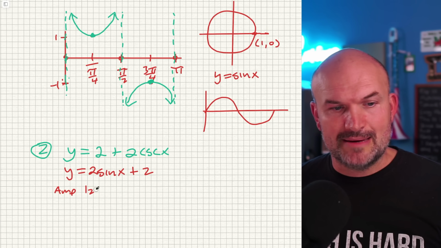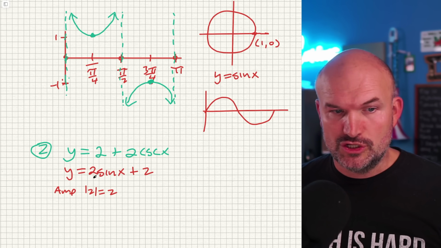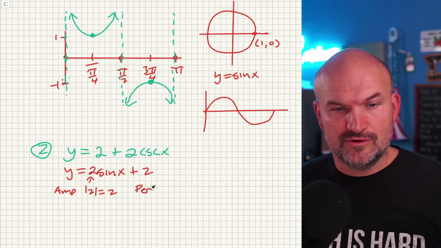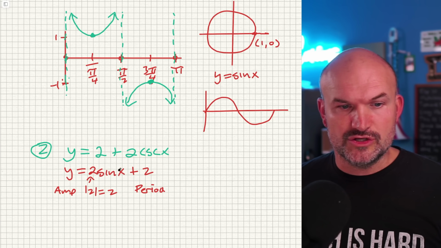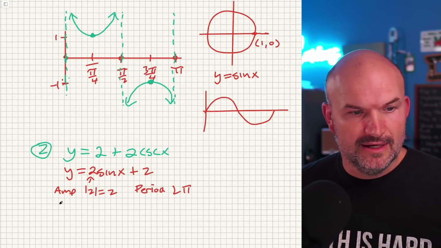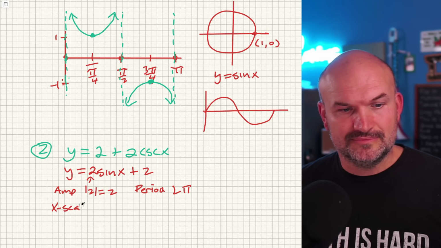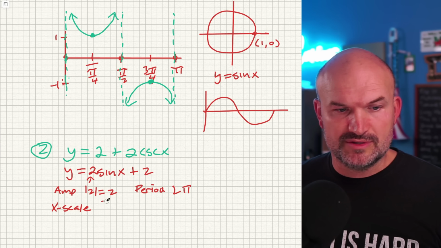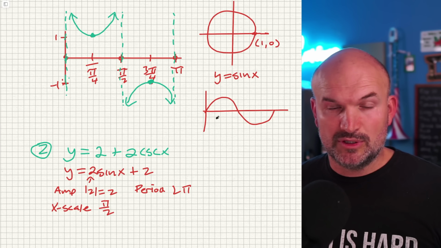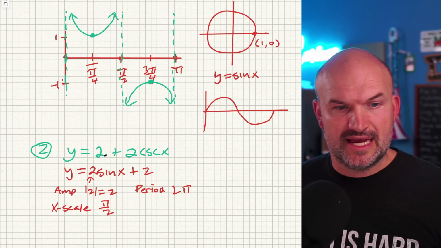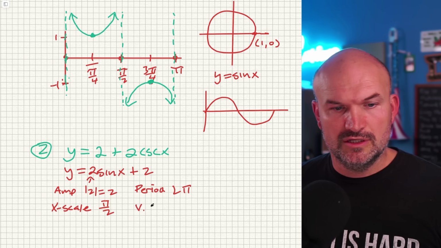In that case, it's going to be the absolute value of 2, which in this case is just 2, and that is because of that 2 right there. My period is still going to be 2 pi because there's no coefficient of the x here. 2 pi divided by 1 is just 2 pi. So my x scale is going to be 2 pi divided by 4, which is pi halves. That's similar to what we have for our parent graph. And then we look for any other shifts. You can see I have a vertical shift, up 2.